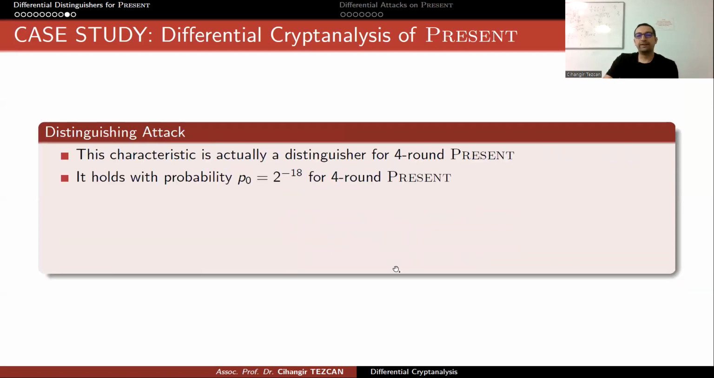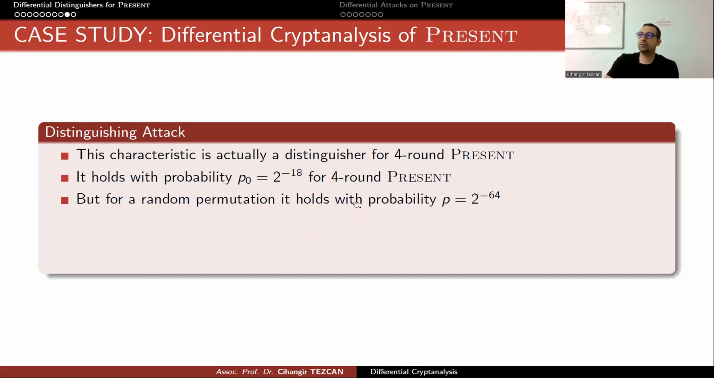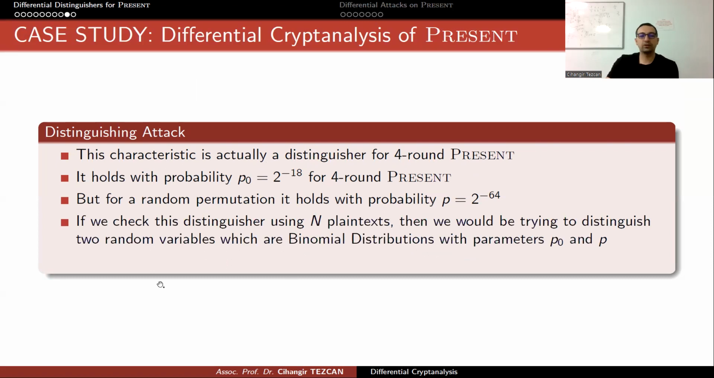So this property holds with probability 2 to the minus 18 for round PRESENT, but 2 to the minus 64 for a random permutation. Now you can see that we have 2 different binomial distributions with 2 different probabilities. Now we can distinguish it. So if we check this distinguisher, I'm actually giving you a black box. I'm asking you if it is a 4 round PRESENT or a random permutation. All you can do is give an input and look at the output.